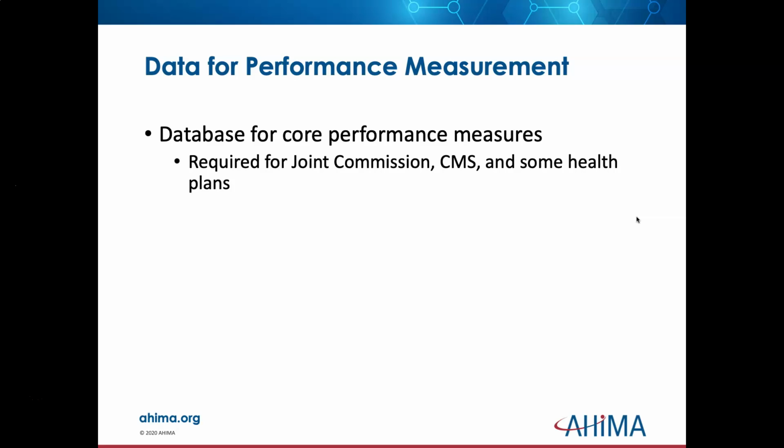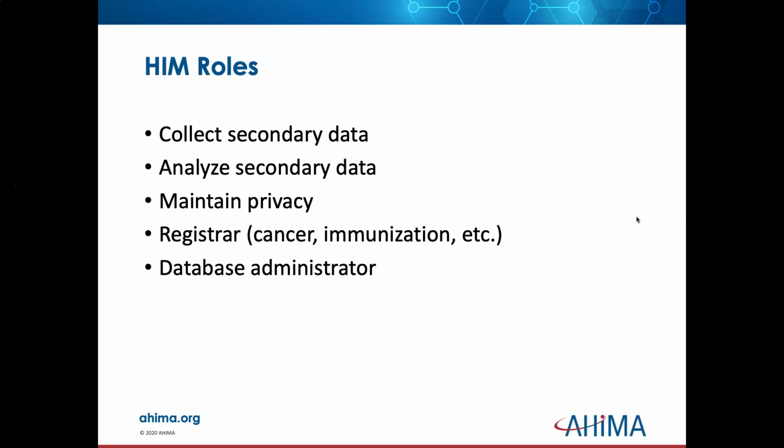Data for performance measurement. There are core performance measurements called core measures. They're required for Joint Commission, CMS, and some health plans. And so we'll talk more about core measures as we go forward. And then HIM roles. We collect secondary data, we analyze secondary data, we make sure privacy is maintained, we may be a registrar, we could be a database administrator. And that is it for Chapter 7, Secondary Data Sources.